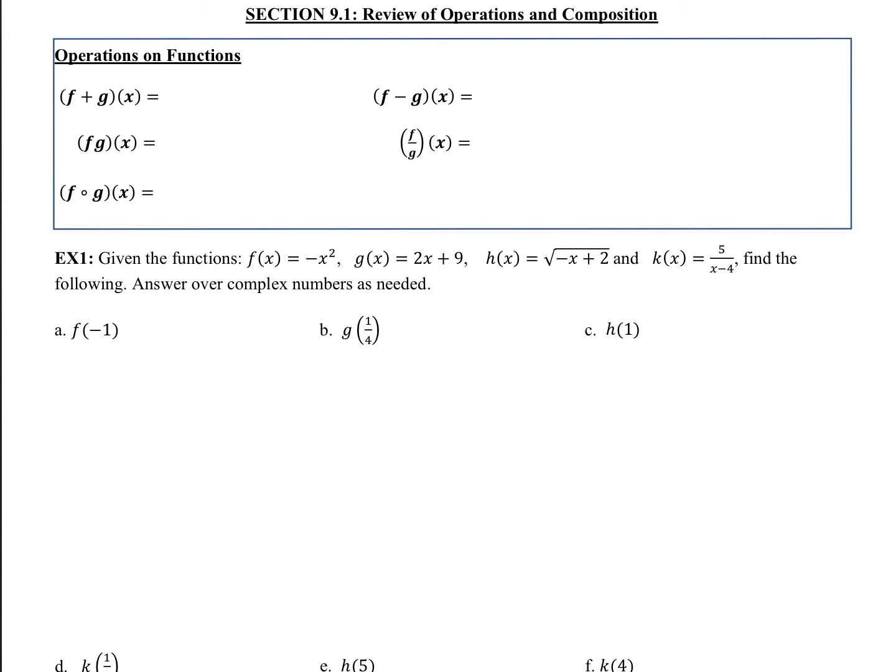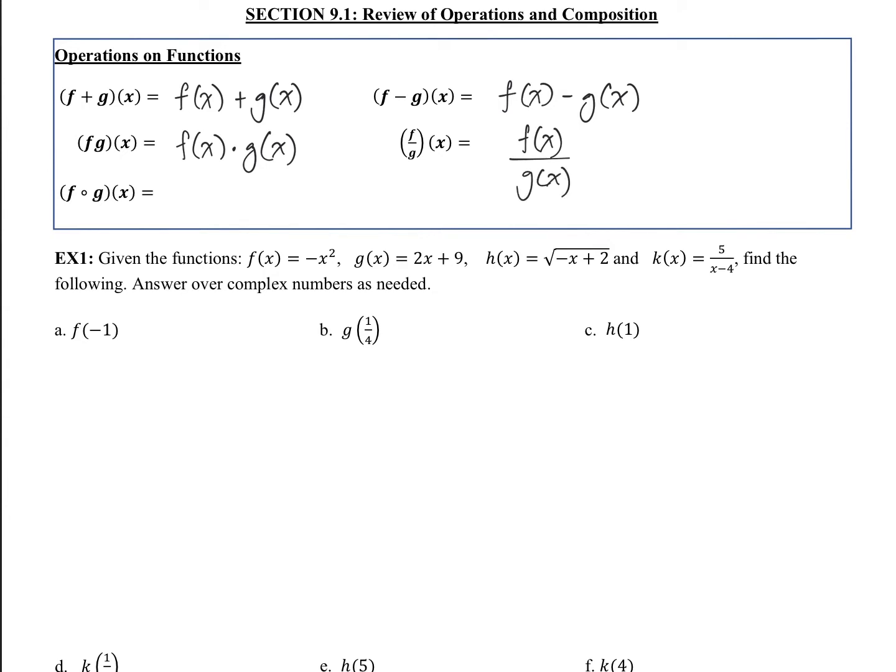So, operations on functions. If we have f plus g of x, what does this mean? We're going to take f of x and then add to it g of x. And then f times g of x is just going to be f of x multiplied by g of x. Now let's move on to the other ones on the side. So f minus g of x is going to be f of x minus g of x. And then we have f divided by g of x. That's just going to be f of x divided by g of x.